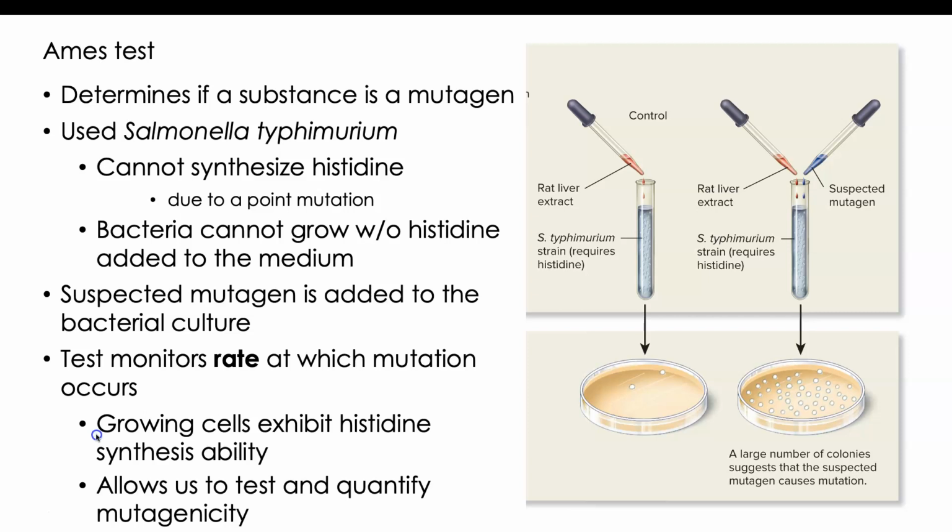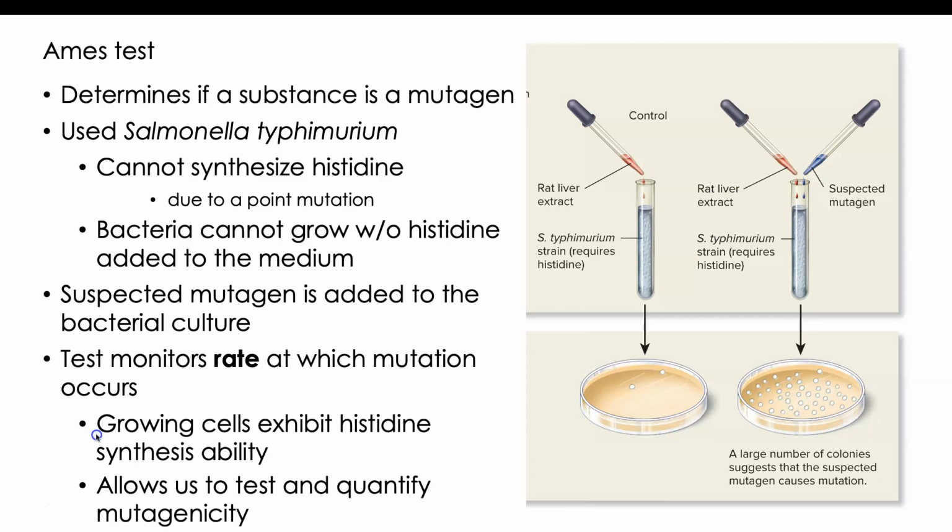And so what's being shown here in the image is your two petri dishes that have your salmonella, in this case typhimurium, our study species. And this particular strain of salmonella cannot synthesize histidine. So the majority of the bacteria that are put onto the plate will not be able to survive because they're not able to synthesize histidine and they're not able to grow on the medium.